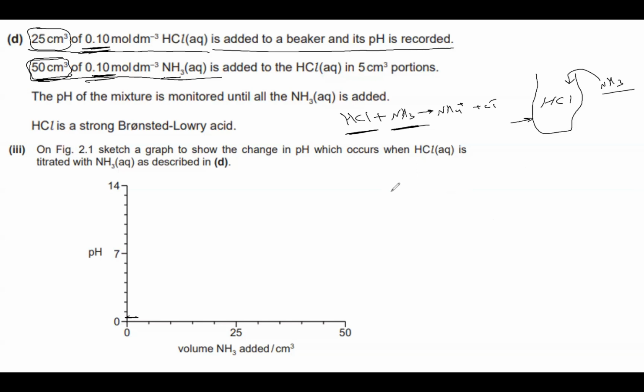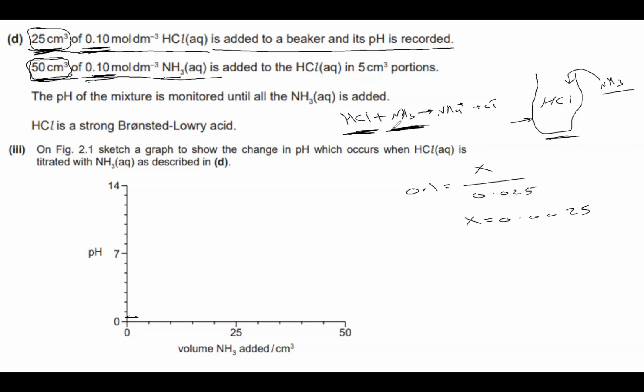I will start by finding the number of moles of HCl inside the beaker. We know that concentration of HCl equals moles over volume. Moles is X, volume is 25 cm³, so we convert it to dm³ by dividing by 1000. And X, the number of moles of HCl, will be 0.0025. This is the moles of HCl.